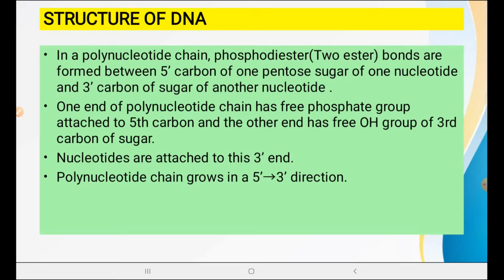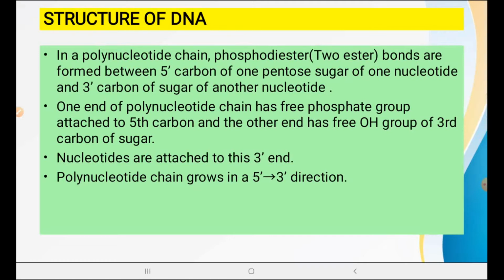So in a polynucleotide chain, phosphodiester bonds are formed between the 5' carbon of the pentose sugar of one nucleotide and the 3' carbon of the pentose sugar of another nucleotide. Okay, one end of the polynucleotide chain has a free phosphate group attached to the 5th carbon atom.